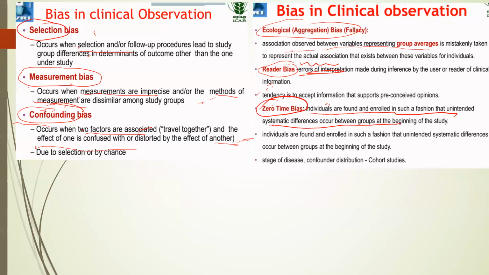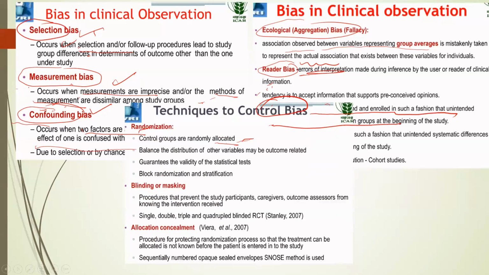With respect to definition, definitely you need to know selection bias, measurement bias, confounding bias. The other three I've just added because even they could be asked. So you just need to know the definition of each. Now again, the techniques to control bias, the most important one is blinding. Also, randomization will help in controlling bias. And you should also know allotment concealment. So these are the three different ways in which bias can be avoided.